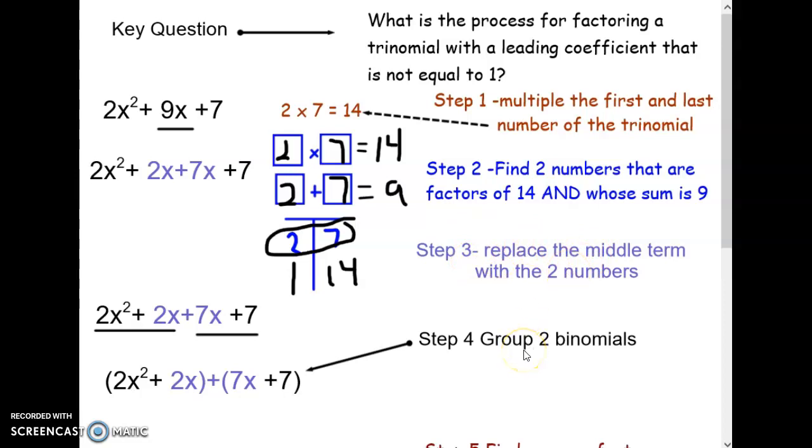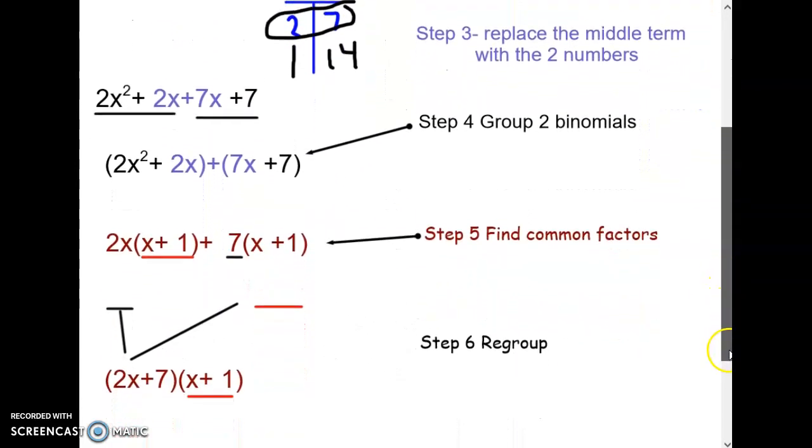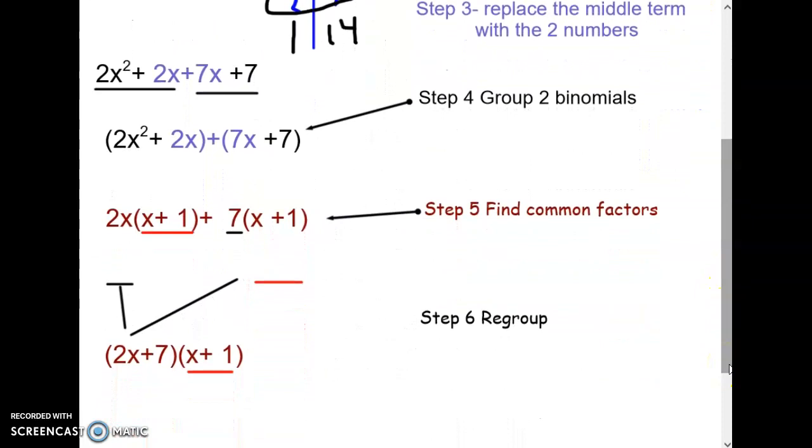Now we're on step 4. We're going to group the binomials. So I'm going to underline the 2x squared plus 2x, and I have a binomial. And I'm going to underline 7x plus 7. Then I'm going to come down here and put them into parentheses. So they're nicely grouped, and I have two binomials. But the problem is I'm not multiplying them, I'm adding them. So I need to find common factors.